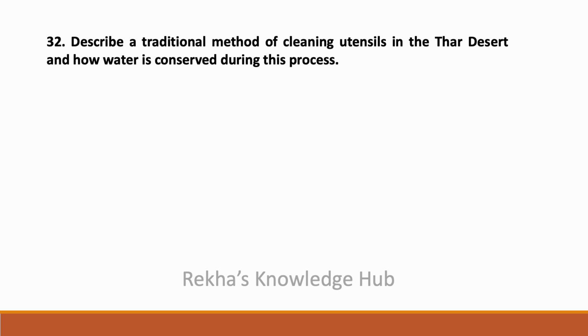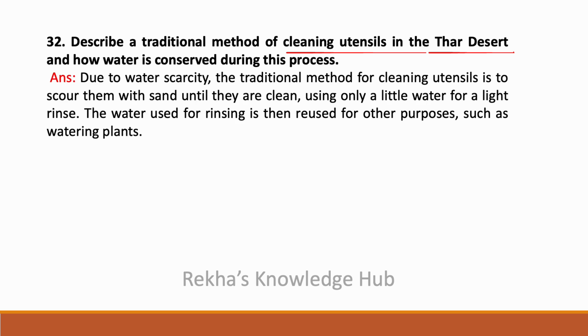Describe a traditional method of cleaning utensils in the Thar Desert and how water is conserved during this process. Due to water scarcity, the traditional method for cleaning utensils is to scour them with sand until they are clean, using only a little water for a light rinse. The water used for rinsing is then reused for other purposes such as watering plants.